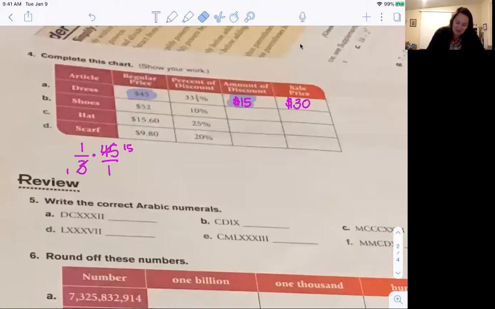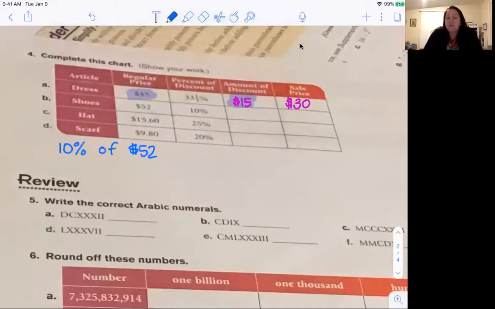Okay, moving on. Letter B. $52 shoes, and the percent of discount is 10%. So basically, we are finding 10% of $52. What does that mean? Multiply. Good. Change our percent to a decimal and multiply. So 10% written as a decimal is, remember you go back twice, 0.1. So we're doing 52 times 0.1. Now some of you, I know you did this one in your head, and that's okay. So we get 52 in a decimal. How much is that?